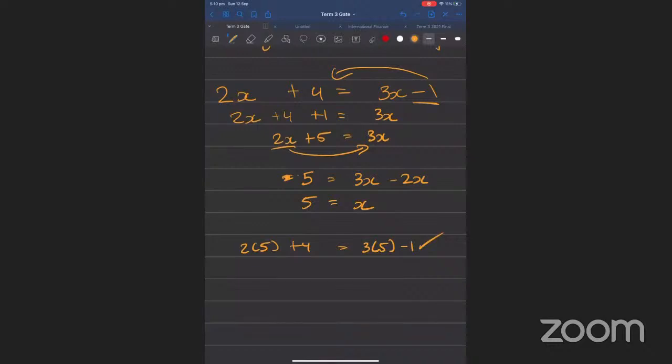Excuse me, Mel. Yes, Abir? So the way I do algebra is that instead of putting the numbers on the left, I would put the x's on the left. Is that fine? That's completely fine.